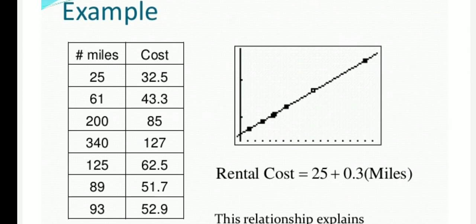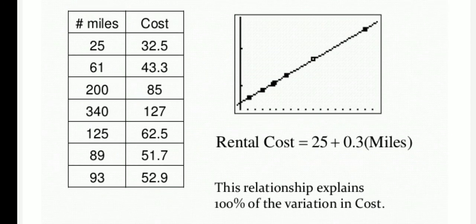Now let us take up an example. Two different sets of values are there, x values and y values: miles, and transport charges. For 25 miles the cost is 32.5 units. For 61, 43.3. For 200, 85. Similarly others: 340, 125, etc.